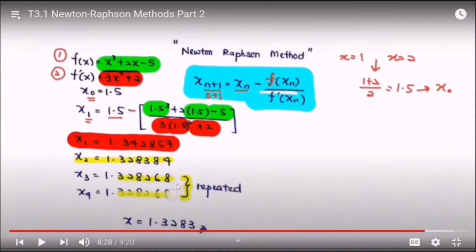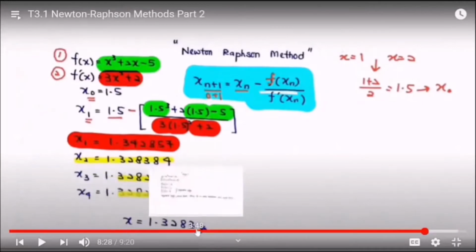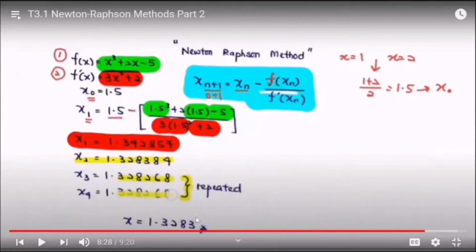Okay, berhenti. Kalau X1 ini, kita panggil first iteration. Kalau ini, kita panggil second iteration, third iteration, and fourth iteration. Nampak benda yang sama, berhenti. Tulis repeated, then tulislah you punya root. Okay, so kalau ini panggil 4 decimal places. Boleh good? Boleh ya? So ini adalah salah satu contoh lah Newton-Raphson. Saya gabung tiga-tiga cara dalam satu soalan.